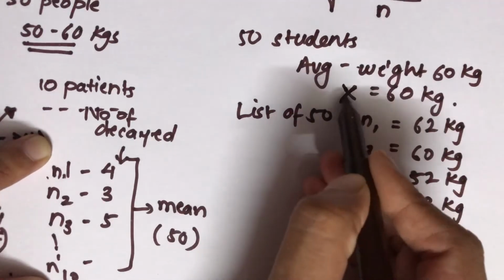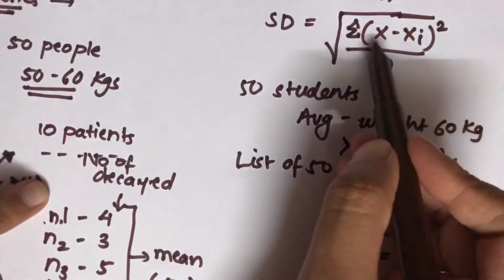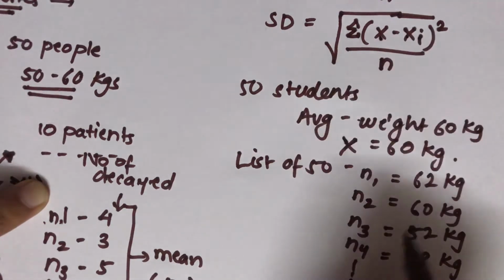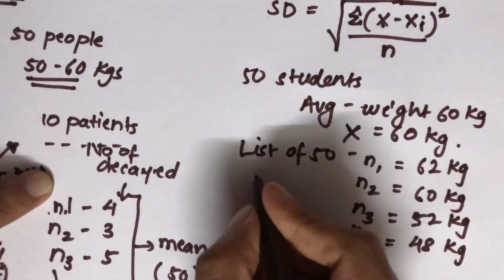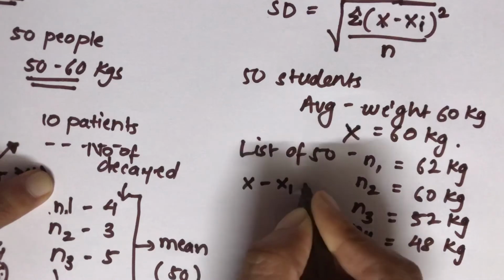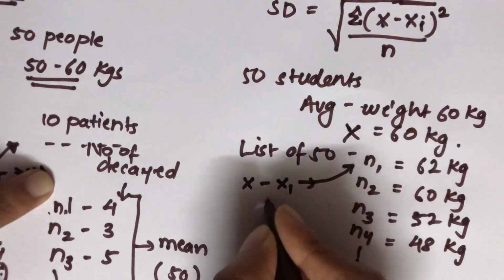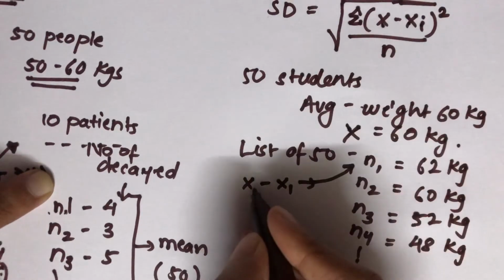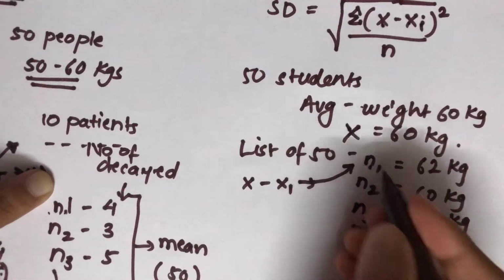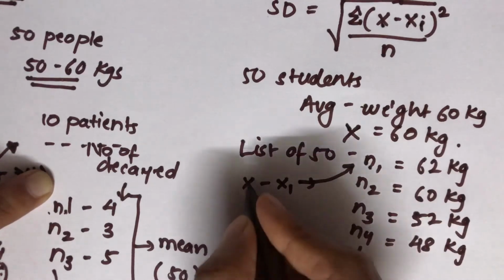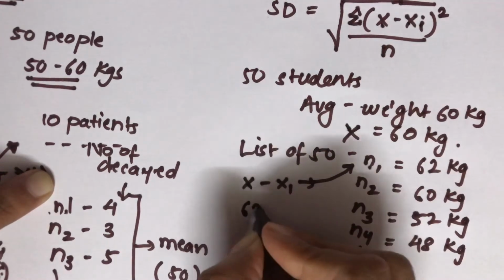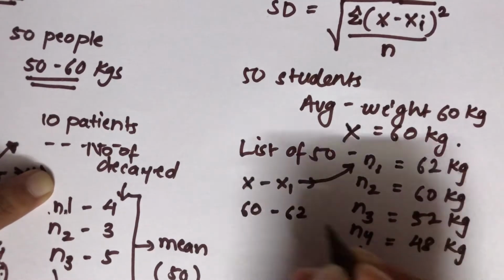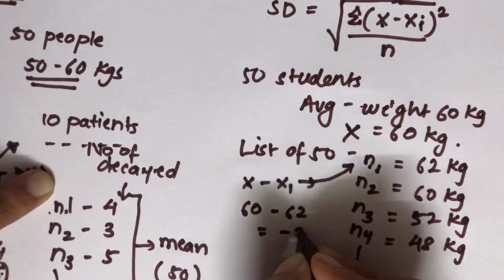Now you have got this value for your x. So according to this formula, you have this x, and then x minus xi, where xi is, as I said, for the individual value. So you're going to do x minus xi for your n1, and like that for every student till the 50th student. For example, let's see for n1, n2, n3, n4. Your x, that is your mean, is 60 kg, and n1 is 62 kg. So the calculation is minus 2.